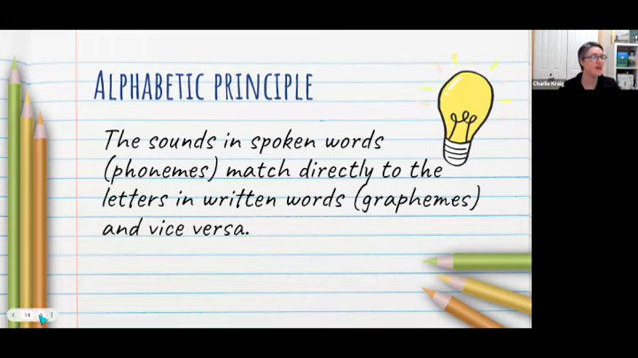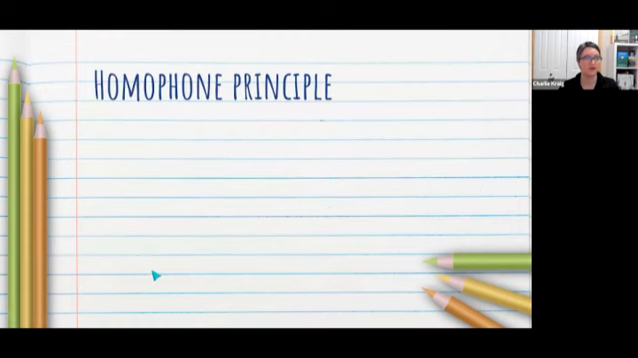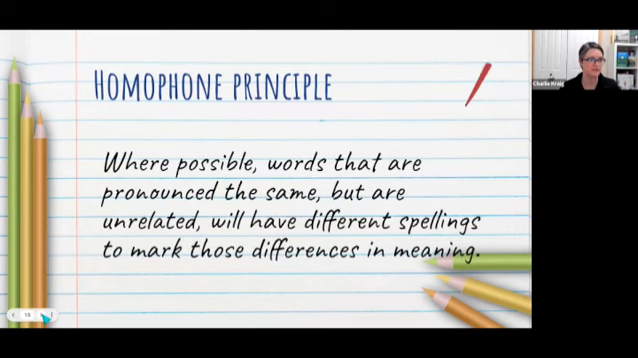Quite often, that's where we stop talking about certain things related to our orthography system. And when I was introduced to the homophone principle with Pete Bauer's work, I was like, where has this been living my entire life? Because it really just clarifies everything. And the homophone principle is this: where possible, words that are pronounced the same but are unrelated will have different spellings to mark the differences in meaning.